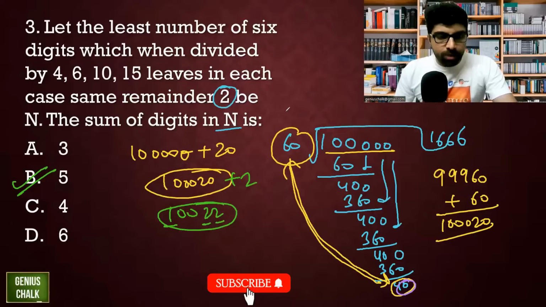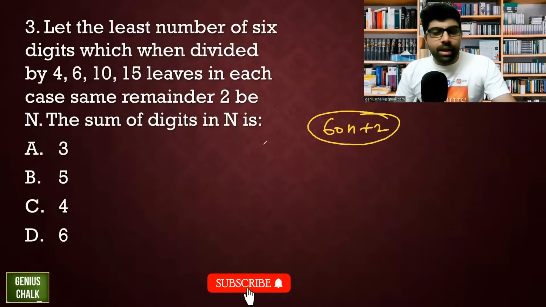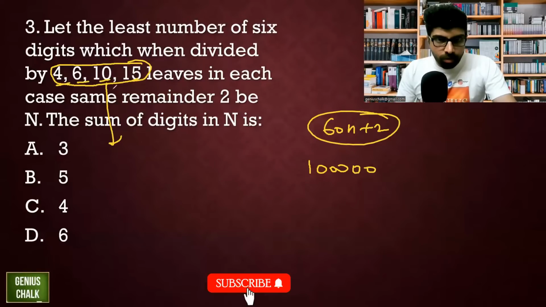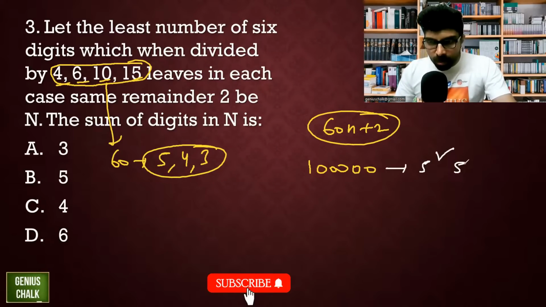This is one method which we can use to solve this, and except this we can have another method as well, that the number will be of the form 60n plus 2, right? This number has to be divisible by 4, 6, 10, 15, whose LCM is 60. In 60, basically 5 comes, 4 comes, and 3 comes. Now let's check in 1 lakh. In 1 lakh, it is divisible by 5 as well as divisible by 4, as the last 2 digits are divisible by 4, but it is not divisible by 3.